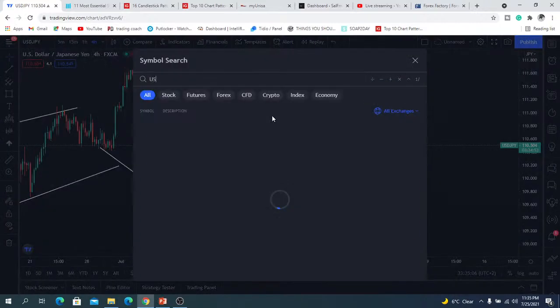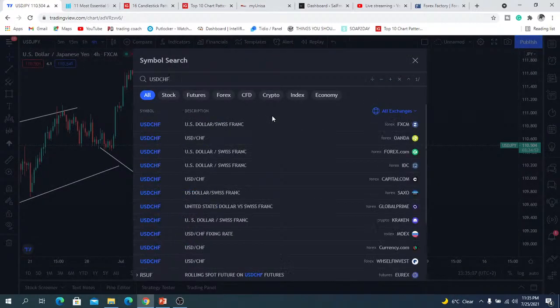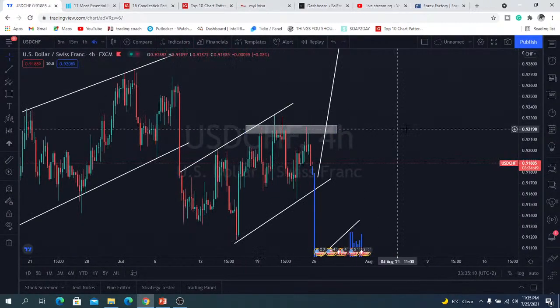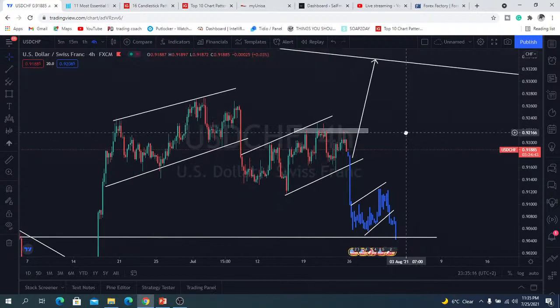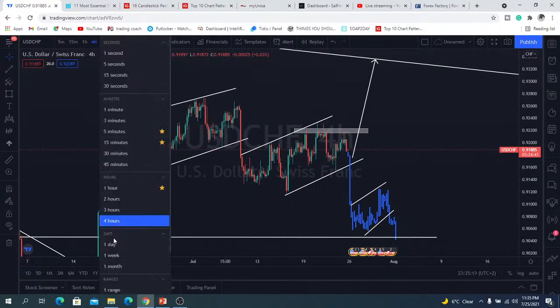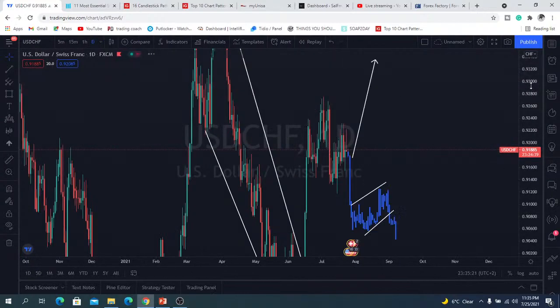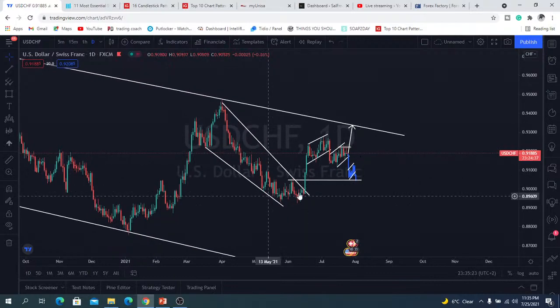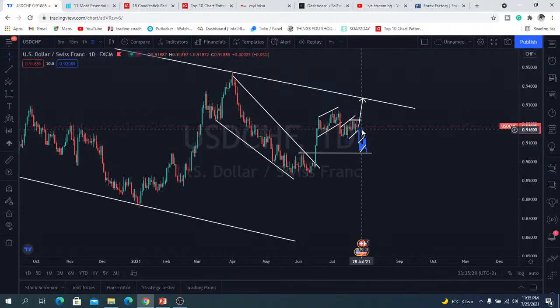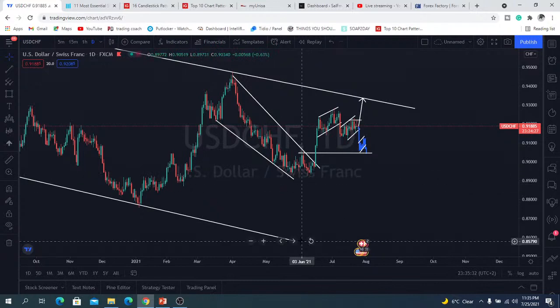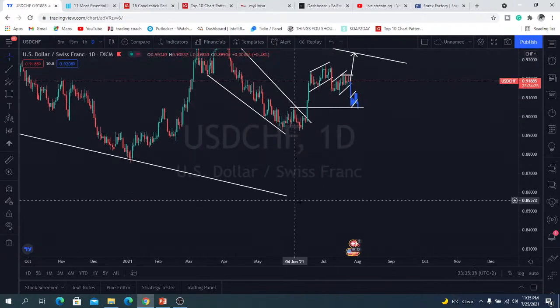They say it might go down. I'm also looking for this one right here. Remember, we have this channel here to the downside, and currently the market is at this point. You see, it reversed here. It couldn't go down here.